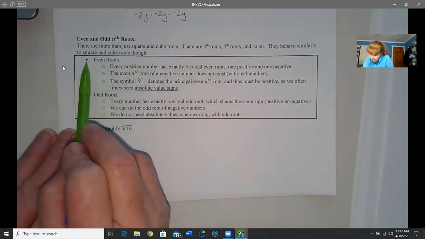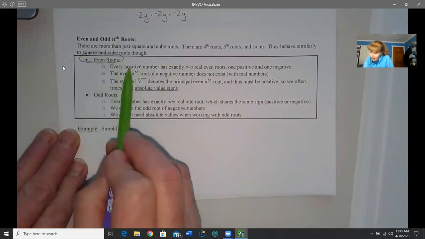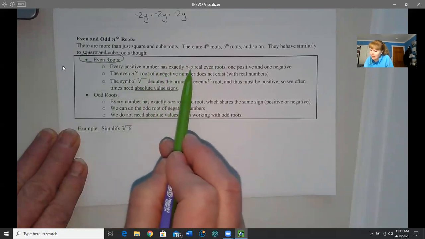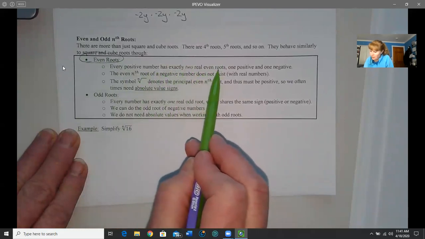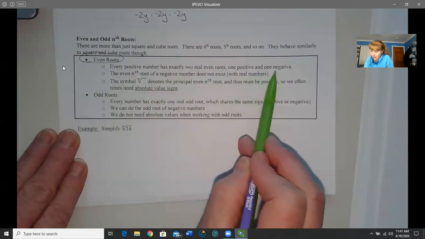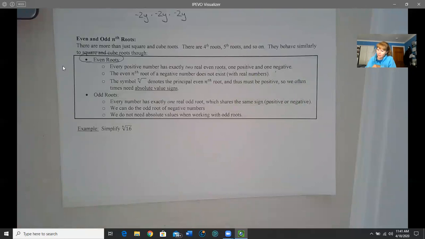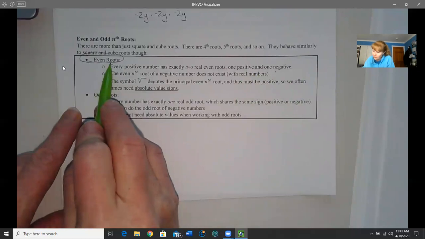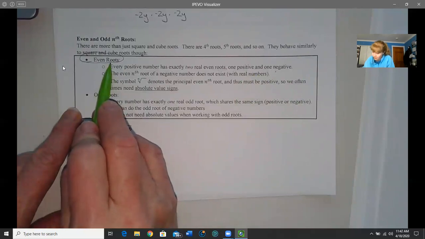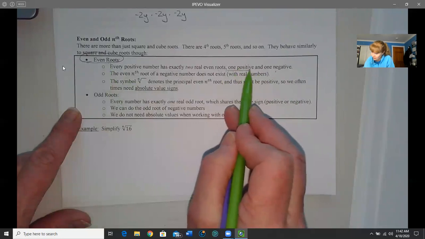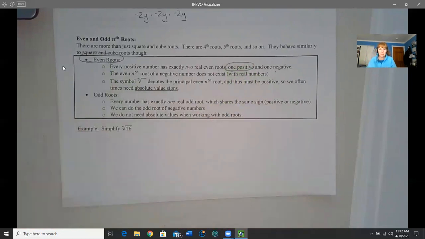If it's even, every positive number has exactly 2 real even roots, 1 positive and 1 negative. So if it's positive, you can have 2. You can have a positive or you can have a negative. Even though when we do the principal square root, we're just interested in our positive answers.